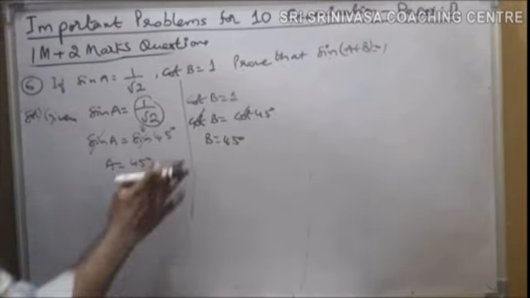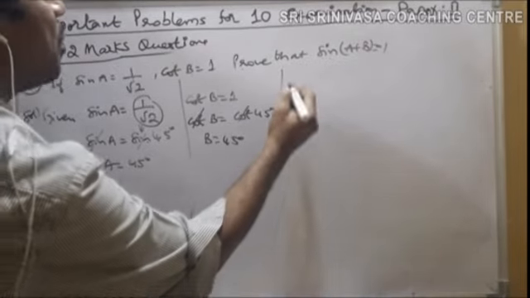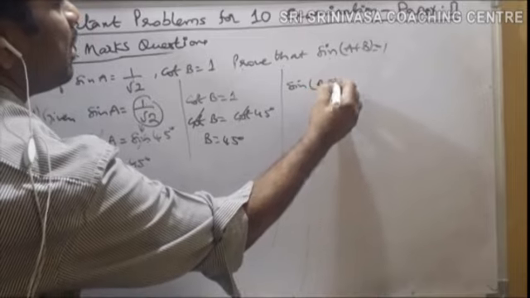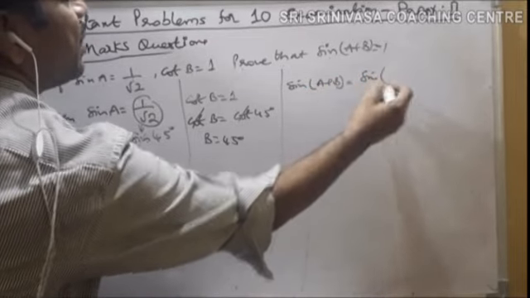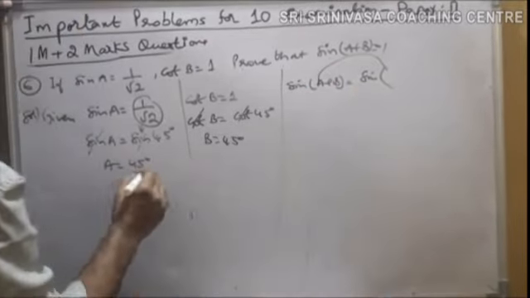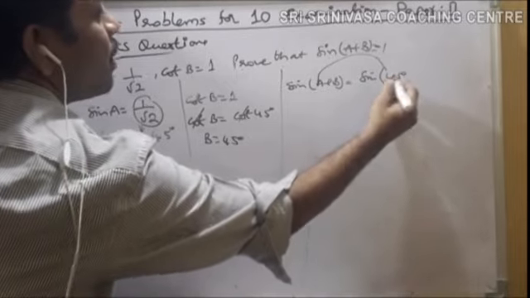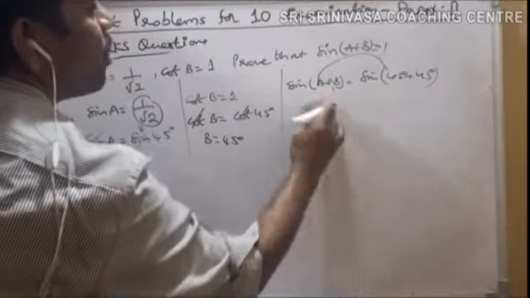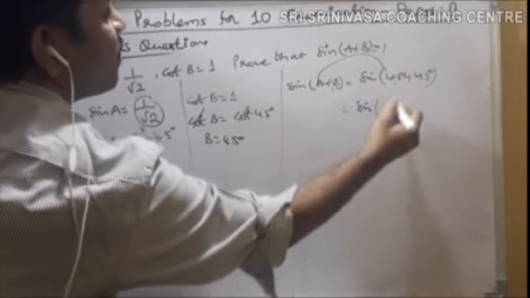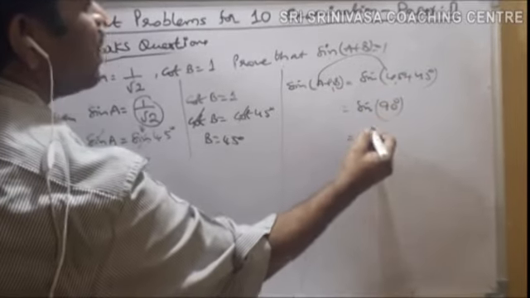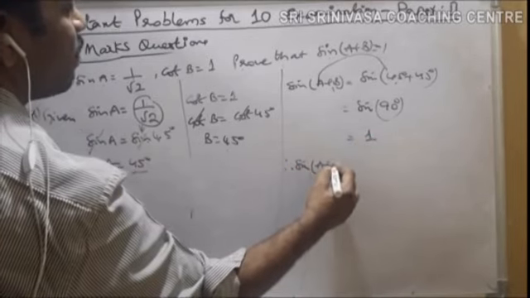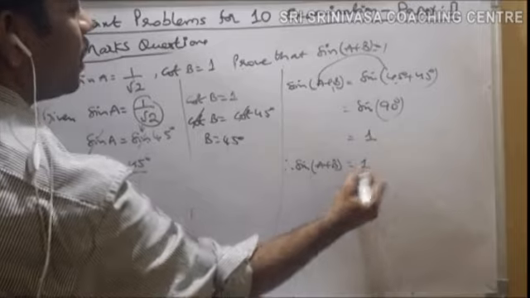Now we know both the values, both a and b. So I'll go for the question. My question says sin of (a plus b). So I'll take sin as it is. Instead of a, I'll take 45 degrees, and instead of b, I'll take again 45 degrees. So sin of 45 plus 45 gives you sin 90. Sin 90 is 1. Therefore I can say sin of (a plus b) equal to 1. So it is proved.